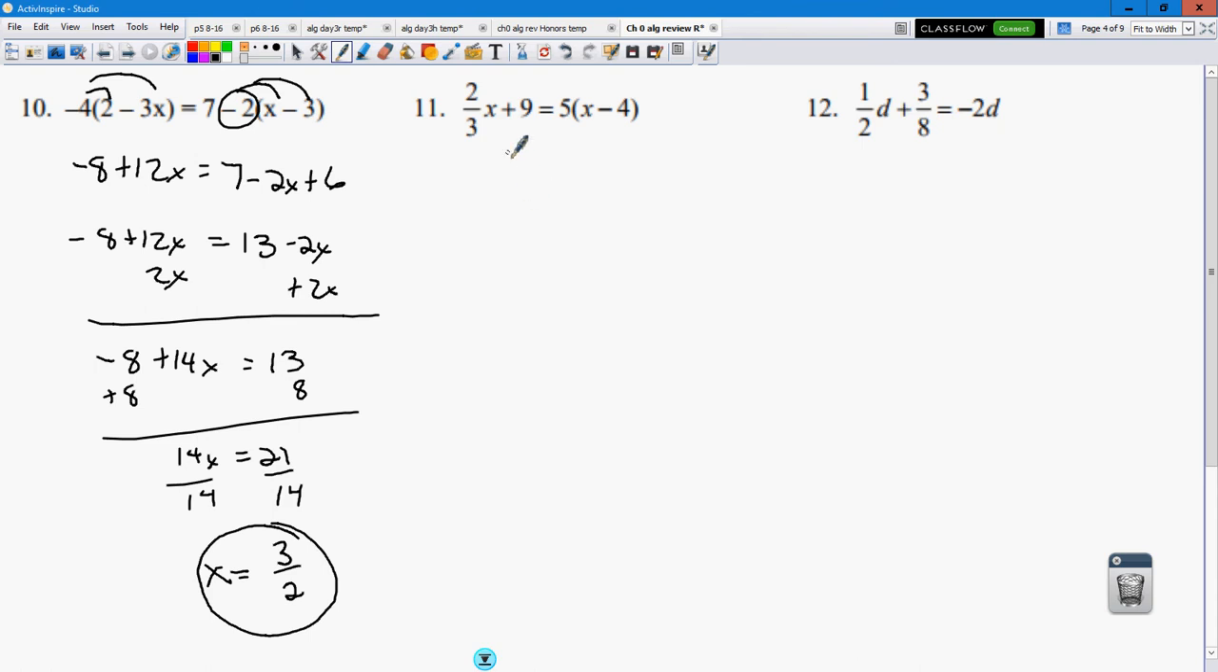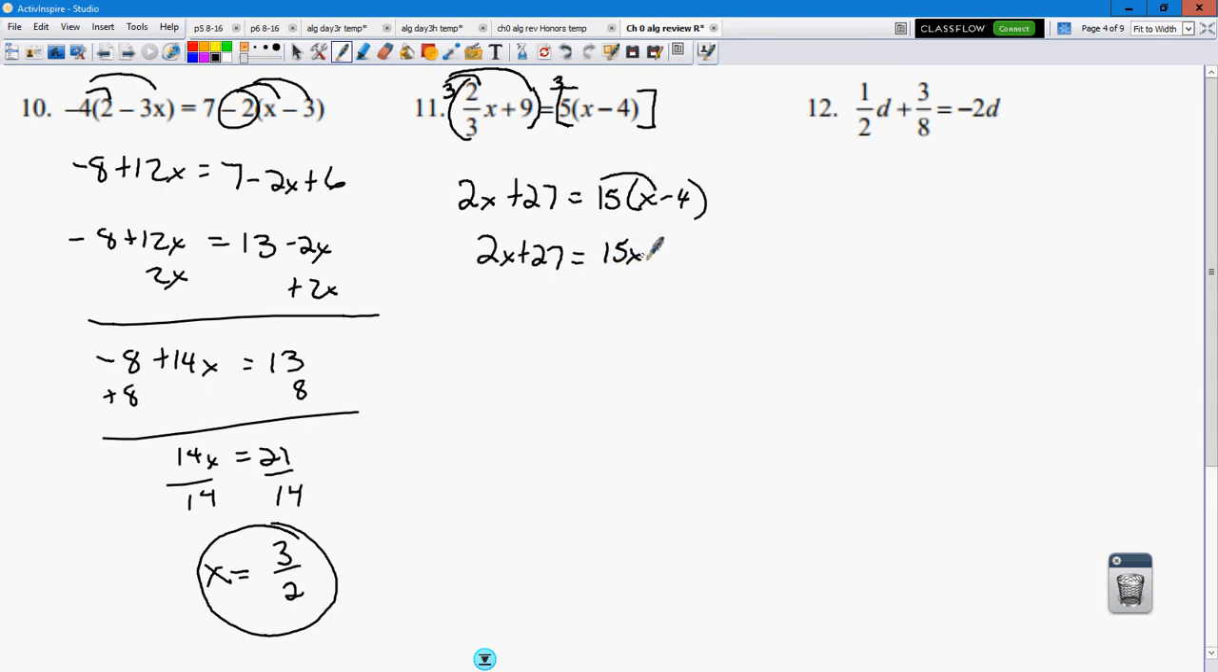I see a fraction, so I'm going to go ahead and get rid of it. On this side, I'm going to multiply by 3. On this side, I had some parentheses, so I'm going to put a bracket around it. I'm going to multiply it by 3. Here I have to distribute it. When I distribute, this 3 would cancel out, leaving me 2x. And 3 times 9 would become 27. 3 times 5 is 15, so there's actually a 15 out in front of this parenthesis. So I have 2x plus 27 is equal to 15x minus 16.